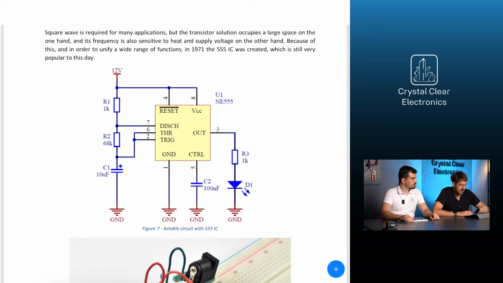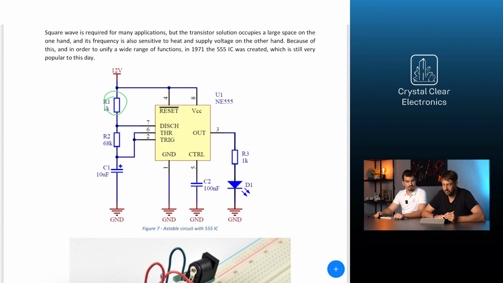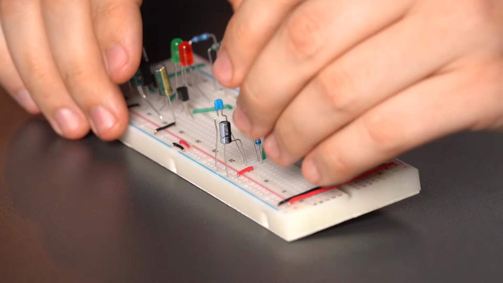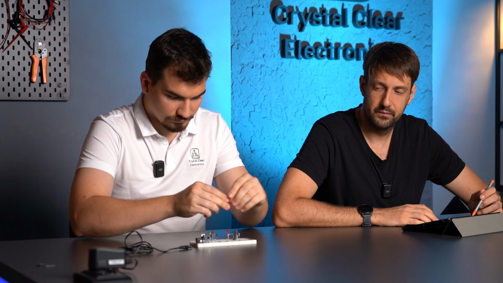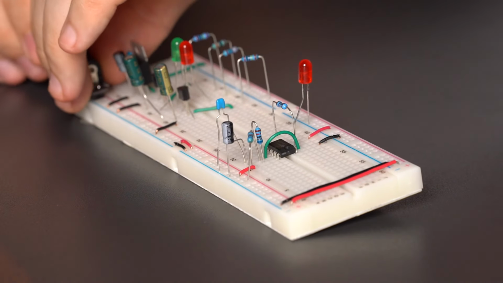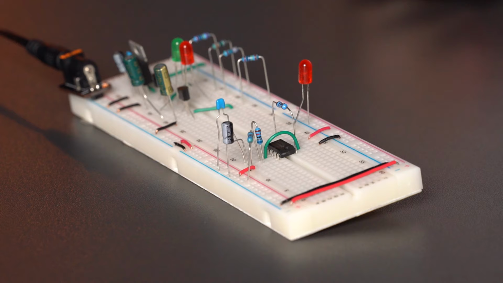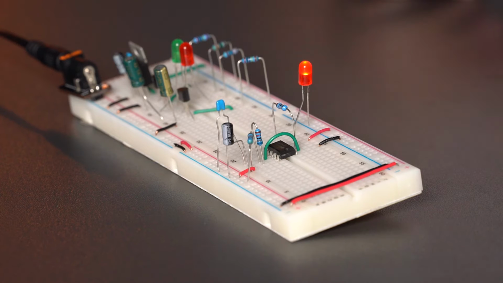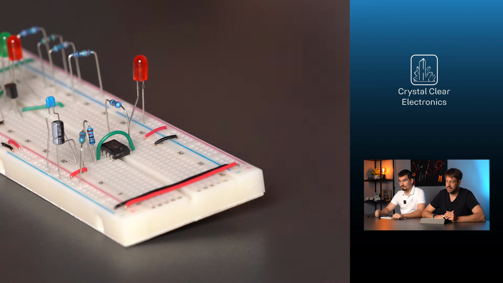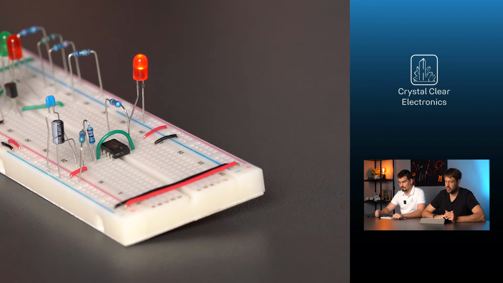You have to pay attention to make sure that R1 is not smaller than 1 kilo ohm, otherwise the IC may be damaged. First, replace resistor R1 with a value of 68 kilo ohms. You will notice that the LED is on for a longer period of time than it is off, and the blinking speed is slightly reduced.